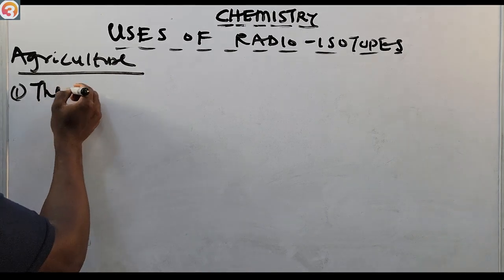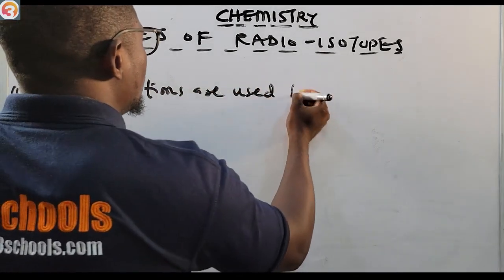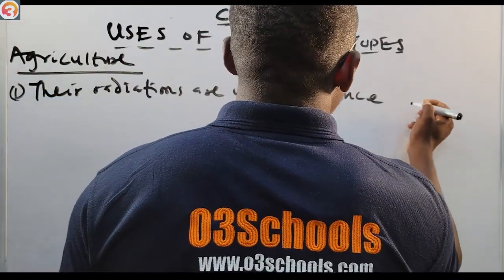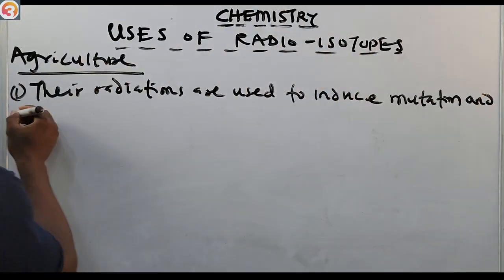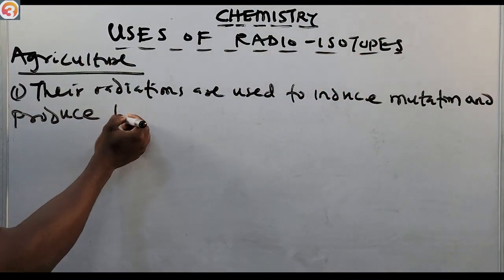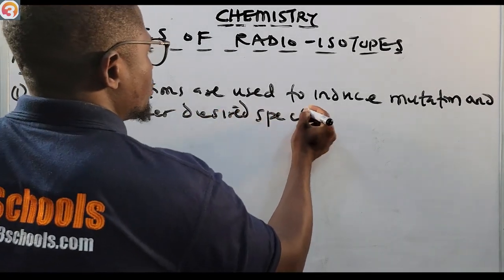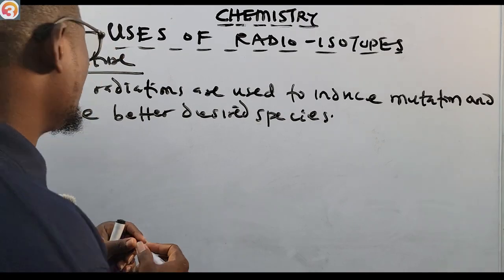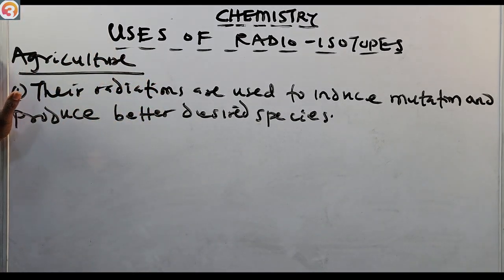Their radiations are used to induce mutation and produce better desired species. So that is one application of radioisotopes in the agricultural field. The radiations from radioisotopes are used to induce mutation and to produce better desired species. So please take note of that.